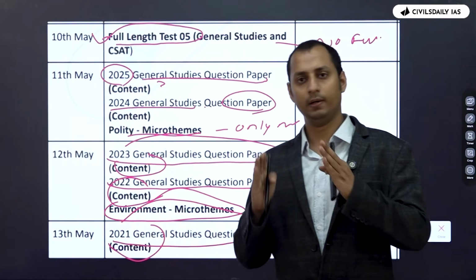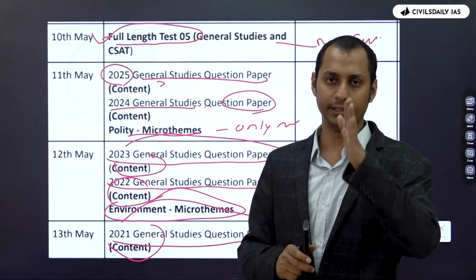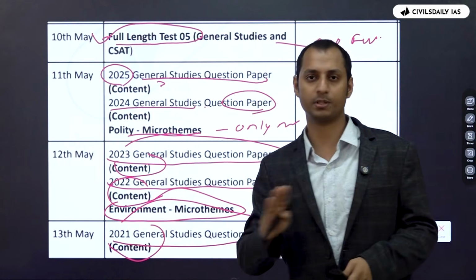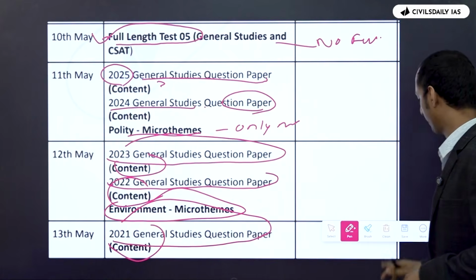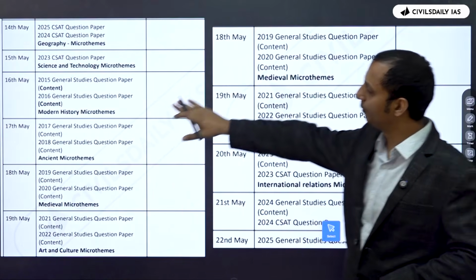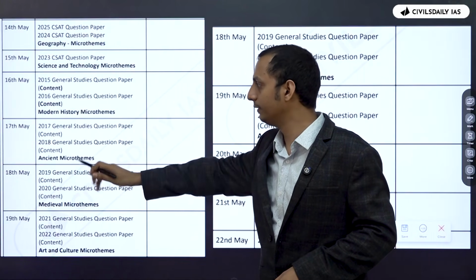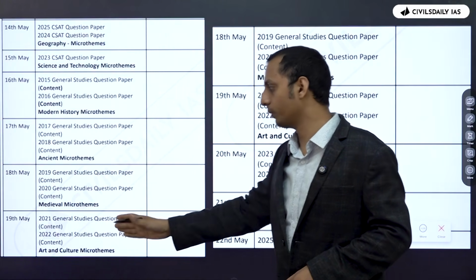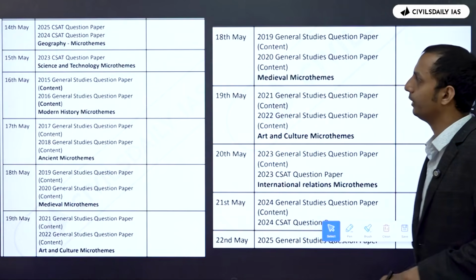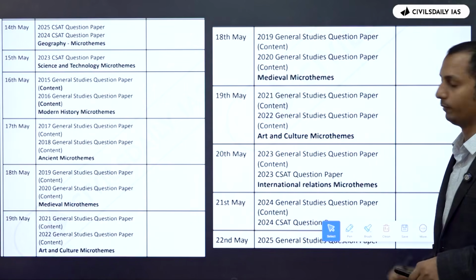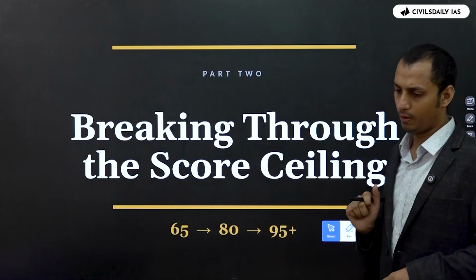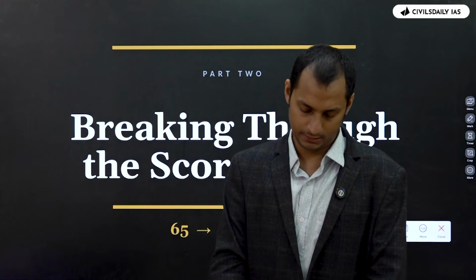So make sure that you do everything, you stop by the 10th of May, and after that, you should be focusing mostly on the PYQs only. Okay, everyone? So as you can see here, mostly PYQs only. 2015 General Studies paper, 2017, 2018, 2019, 2020, 2021, 2022, you will be doing till 2025. Okay. And also, as we have discussed, how to solve the paper and how to do the revision test.